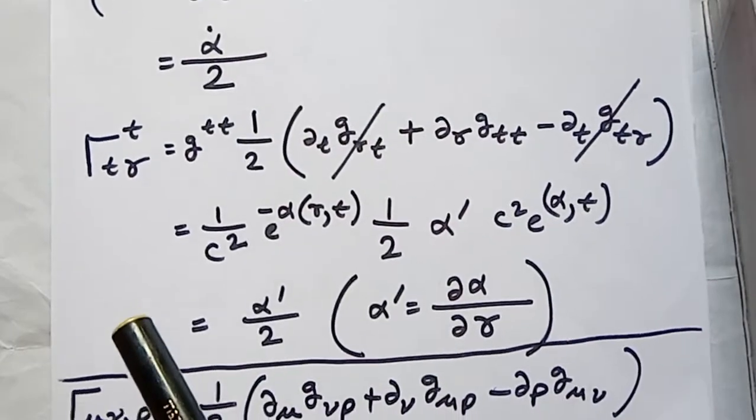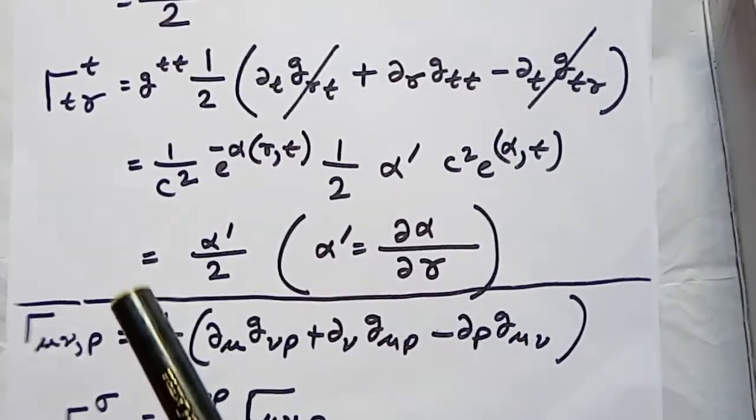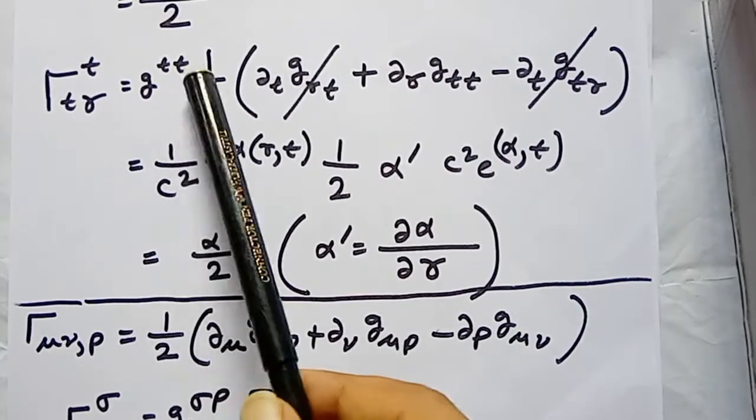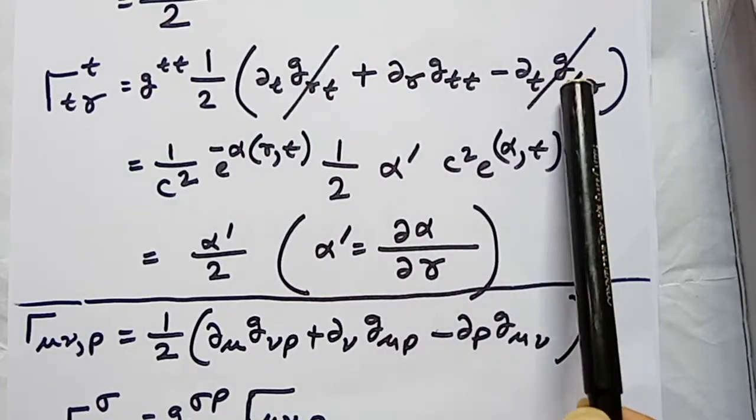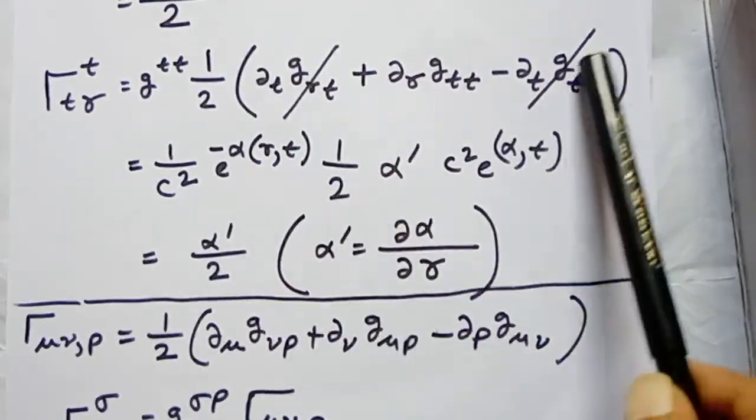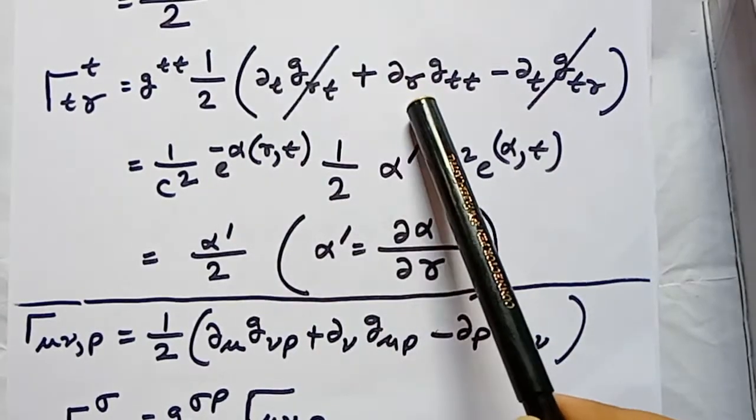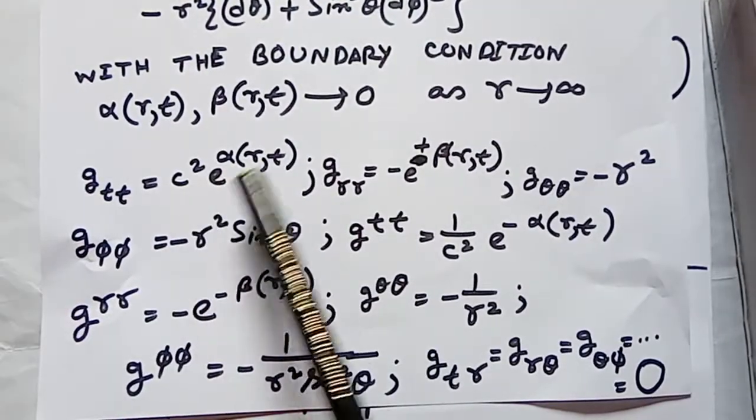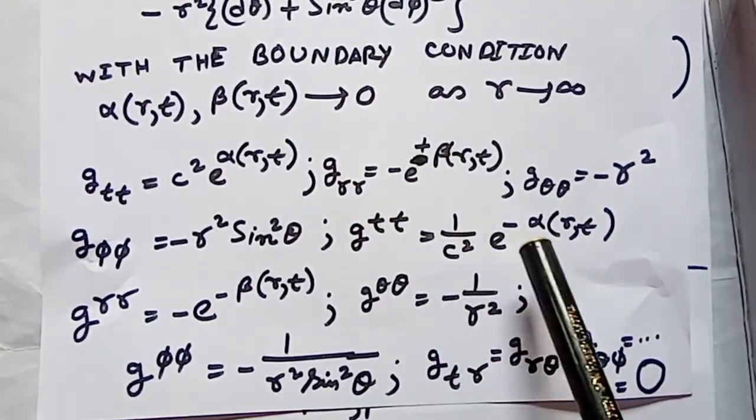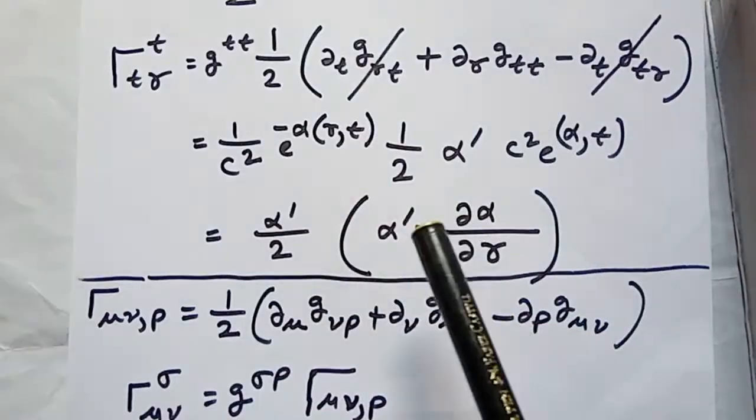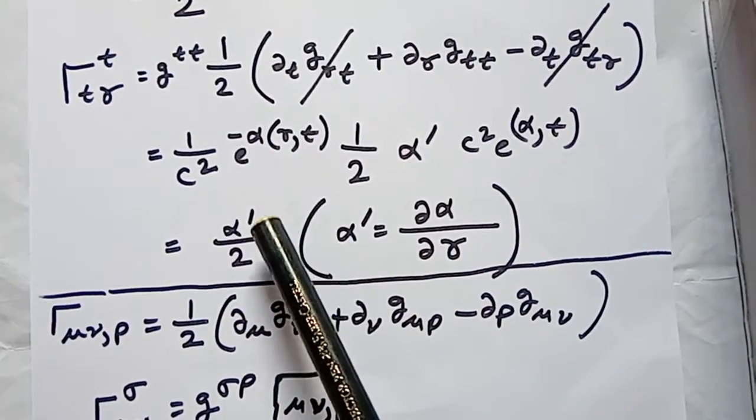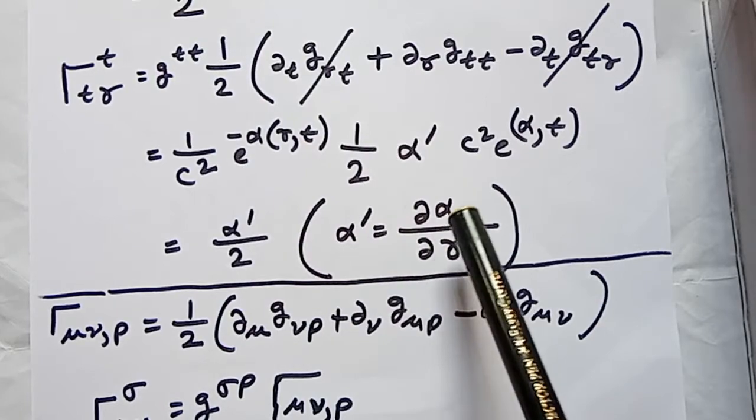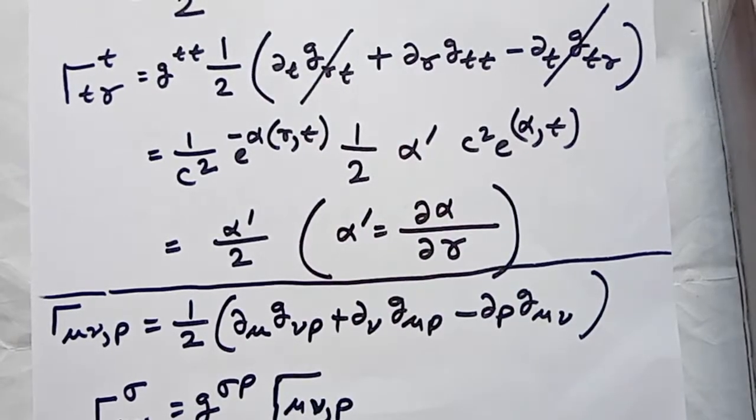Similarly, we have gamma trt equal to g tt half of del t g rt plus del r g tt minus del t g tr. Now these terms cancel each other, leaving del r g tt. We know that g subscript tt is c squared e to the alpha, and g superscript tt is 1 over c squared e to the minus alpha. Then we put that value in, and we have alpha prime divided by 2, where alpha prime stands for differentiation with respect to r.